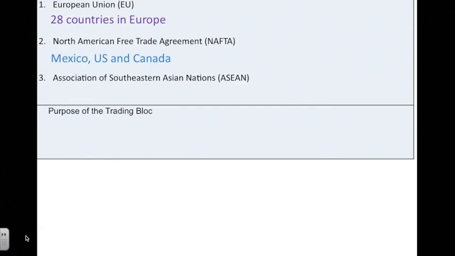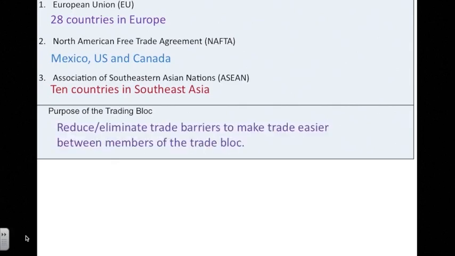Finally, the ASEAN, or the Association of Southeast Asian Nations, represents a trading bloc or agreement with the intent of competing with China. So the purpose of a trading bloc is to reduce trade barriers to make it easier for members to trade and allow trade to exist between the members of the trade bloc. Free trade advocates would say that free trade makes everyone better, and in this case, the trading bloc is able to trade more freely.